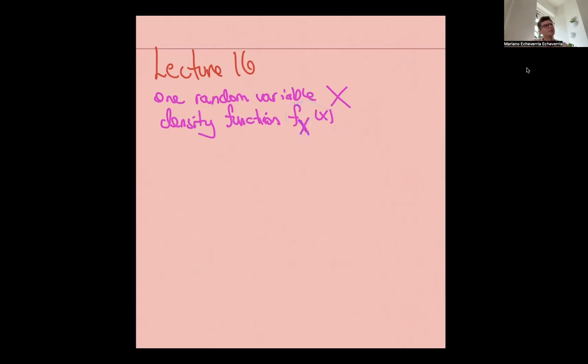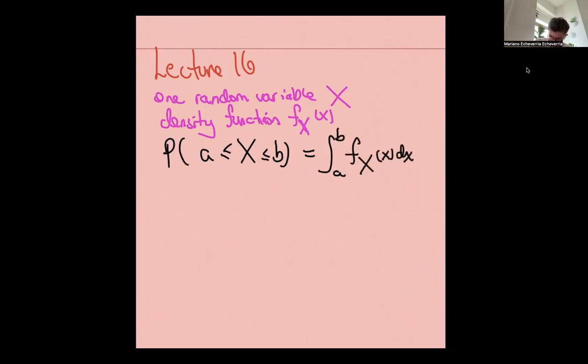So this means the density function associated to the random variable X. The random variables' names are usually uppercase letters, and then the variable is lowercase, so I'll try to make one bigger than the other to make a distinction. But the basic property of this density function is that the probability for the random variable to be between two values a and b is the integral from a to b of the density dx. That's the key feature of the density.